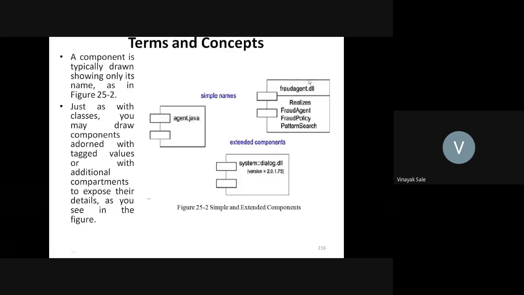See, these are the examples of simple names: agent.java is a simple name, and fraudagent.dll is also a simple name. These are the attributes of this class or these components: realizes, fraud agent, fraud policy, pattern search. And these are the extended components, that is path name, with system, scope resolution, then dialog.dll. This is the path name or extended component.